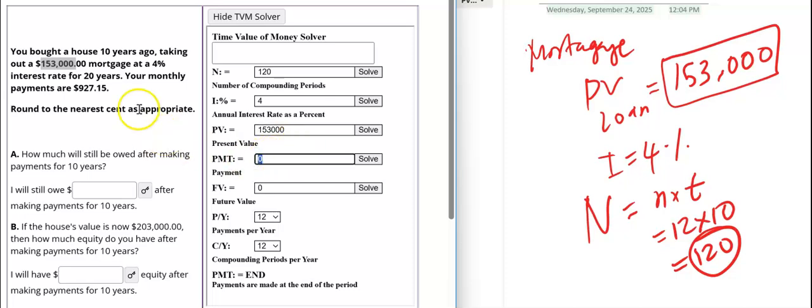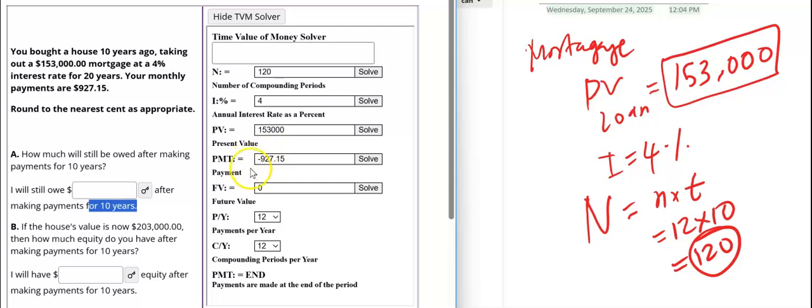PMT, that's what it is. So PMT is $927.15, but you have to put the negative here because you are paying back to the bank, or the money is going away from you. So you put $927.15 as a negative when you put the PMT in the TVM solver to solve the first part of the question. The question asks how much you still owe after 10 years of payments.